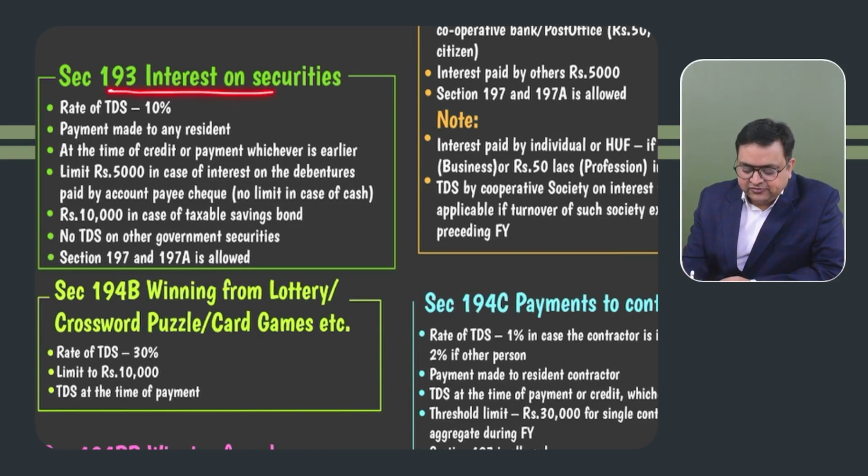Section 193 is interest on securities. So whenever you receive interest on debentures, interest on any other bonds, etc., then TDS would be applicable if the threshold limit is more than 5,000 rupees, right? So if you are receiving interest more than 5,000, then TDS would be applicable at a rate of 10%. In case of government securities, TDS will not be applicable, but in case these are government securities, taxable saving bonds, then TDS would be applicable. But for taxable saving bonds, please remember the threshold limit is 10,000 rupees.